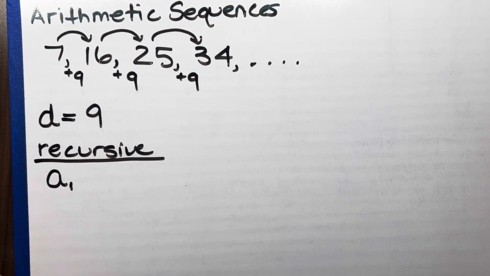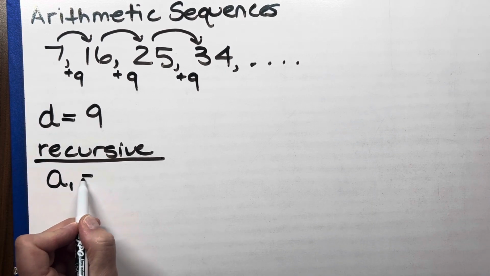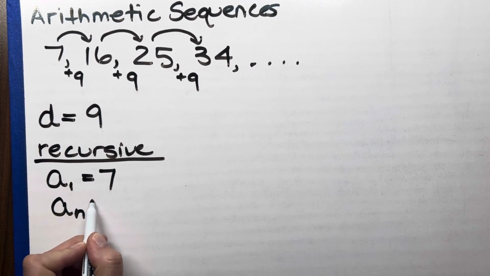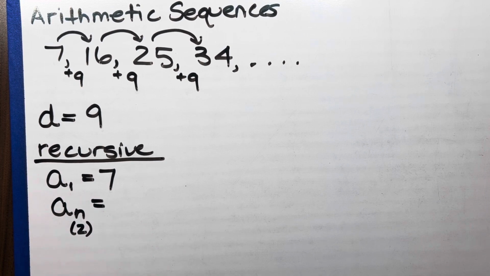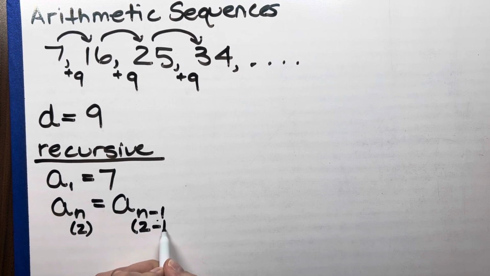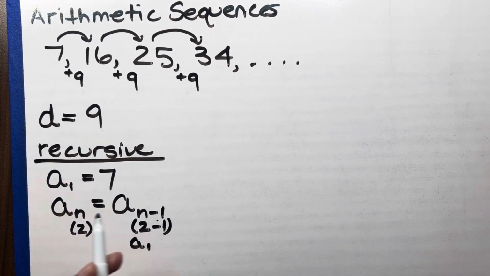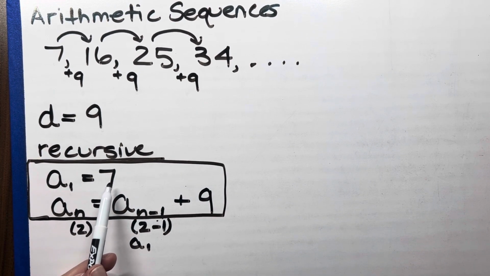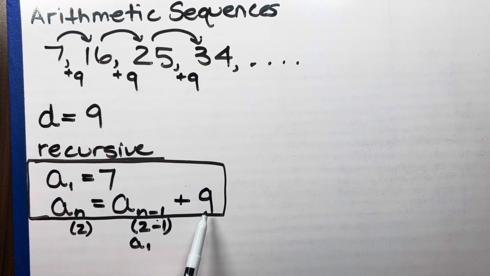a sub 1 is the first term in my sequence, which we already know is 7. Now, if I want to get the next term, we'll call that a sub n, but let's say I want to find the second term. What I have to do is use the a sub n minus 1 term, which means 2 minus 1. I'm trying to find the second term. That means use a sub 1, so that would be this term, and then to get the next term, just add 9. So my recursive formula is in two parts, and it says start with the first term, and then to get the next term, add 9 every time.